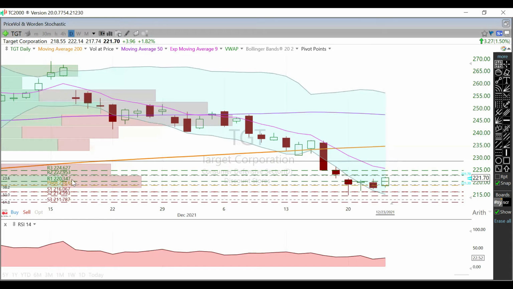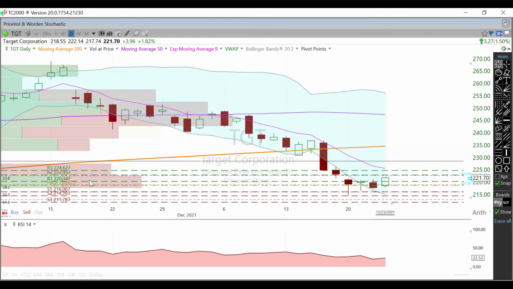Well, that's where we have these R1, R2, R3s. So how we calculate those, the R1 is going to be that pivot point average times 2 minus the low. The R2 is going to be that pivot point plus the high minus the low. Our S1 is going to be that pivot point times 2 minus the high, and then our S2 is going to be that pivot point minus the high minus the low. And that's how you get your next resistances.